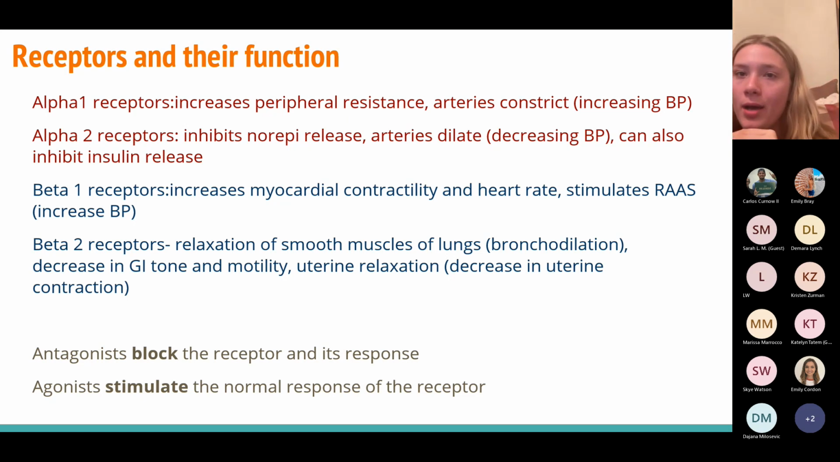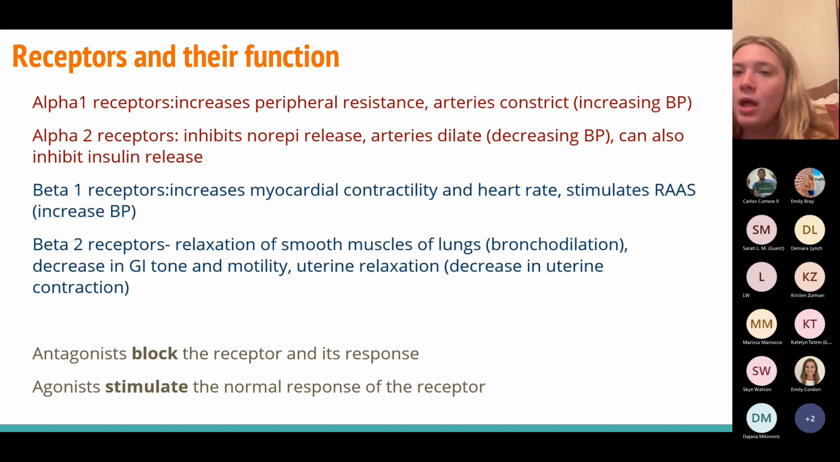Our beta 2 receptors, this is going to help us kind of rest and digest, relax the smooth muscles of the lung, decrease that GI, uterine relaxation, all of it. So again, rest and digest, that's our beta 2, okay? And they have effect on the lungs. Specifically bronchodilation. So highlight star bronchodilation. If you have a beta 2 drug, pay special attention to the lungs.